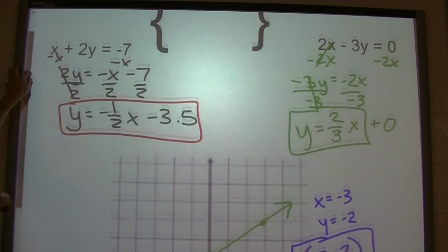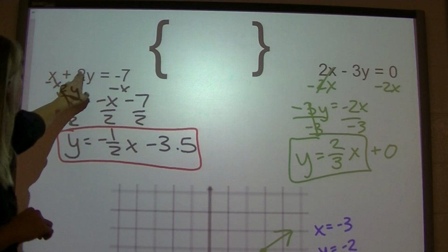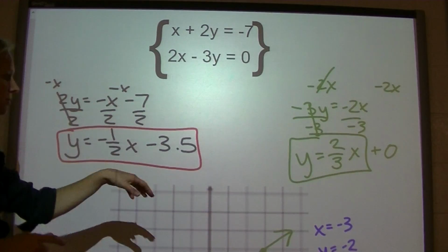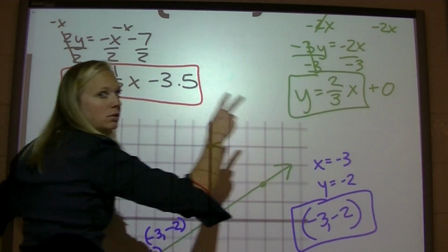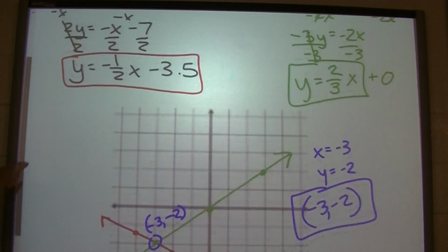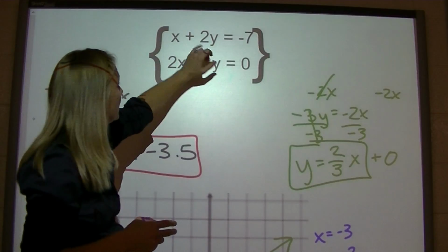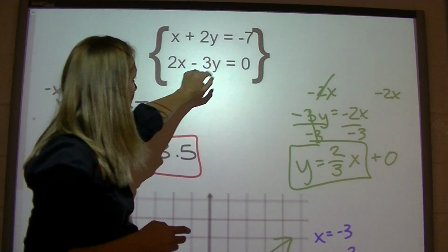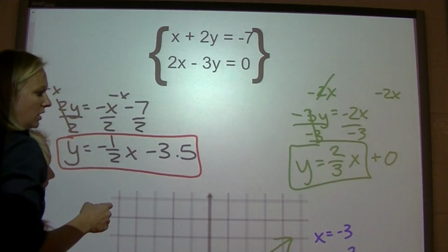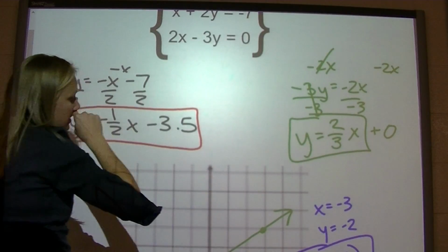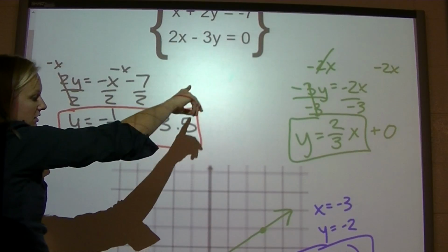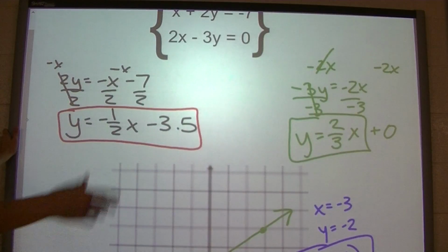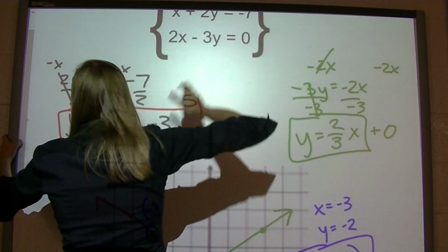Let's go back to our original equations here. Okay, x plus 2y equals negative 7 and 2x minus 3y equals 0. Let's plug it in, and remember it has to work for both in order for it to be a solution. So let's plug negative 3 and negative 2 in for x and y. Negative 3 plus negative 4 is negative 7. It works there, we have to make sure it works here. 2 times negative 3 is negative 6, and negative 6 plus 6, because negative 3 times negative 2 is positive 6. So negative 6 plus 6 is 0. 0 equals 0, it checks out.